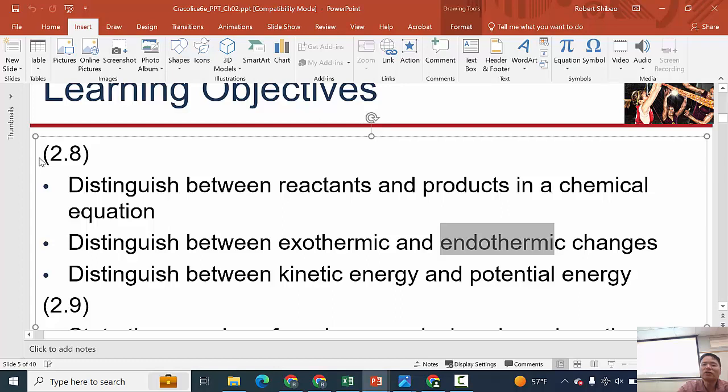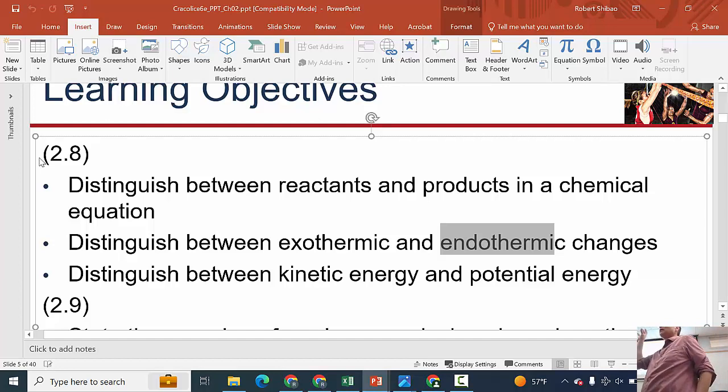Distinguish between kinetic energy and potential energy. So somebody just mentioned kinetic energy. What is kinetic energy related to? Moving, motion. But there's another type of energy that involves no motion, and we have to think about this.